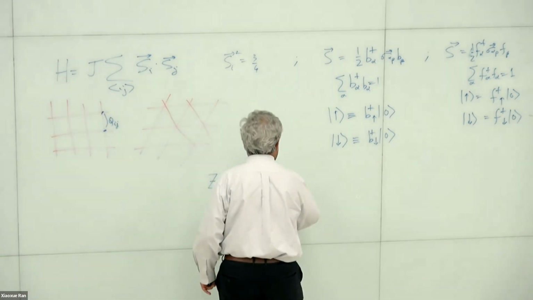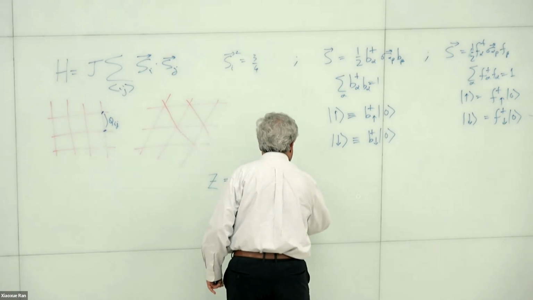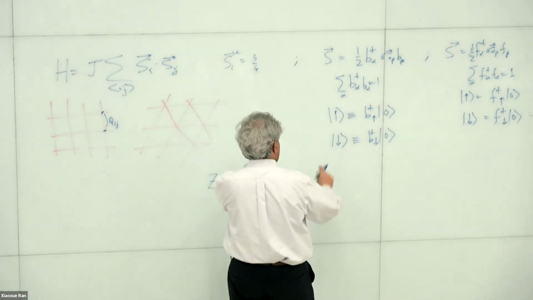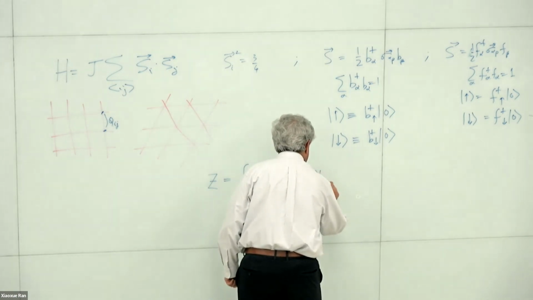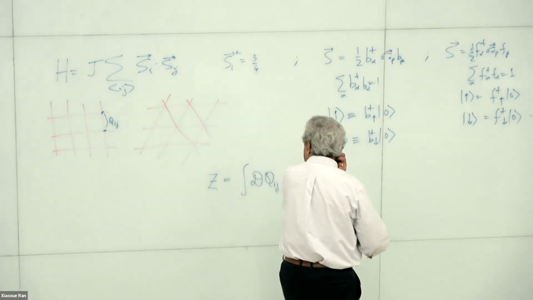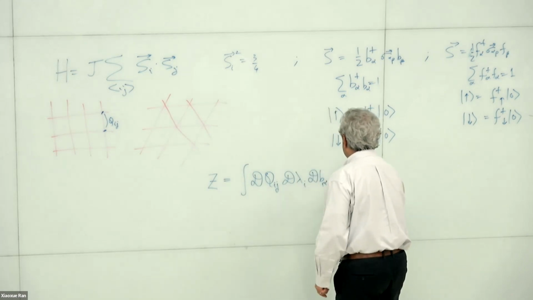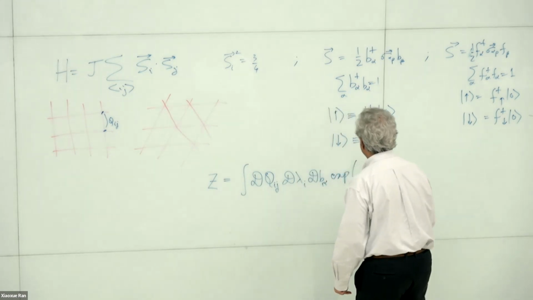And then there's going to be a Lagrange multiplier, which is going to insert this constraint. And then there's going to be a path integral over the B. So the other complicated looking object, but it's got this following general structure.